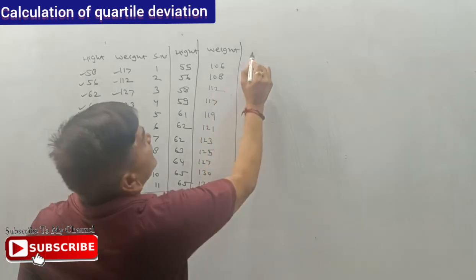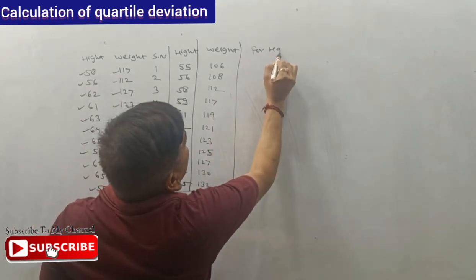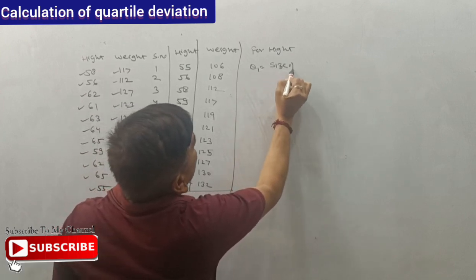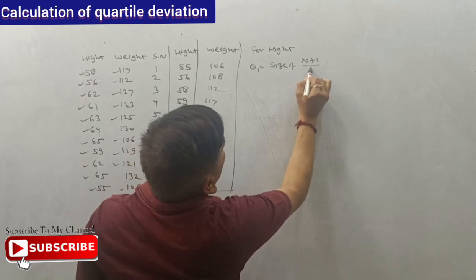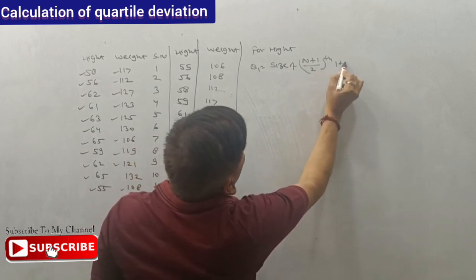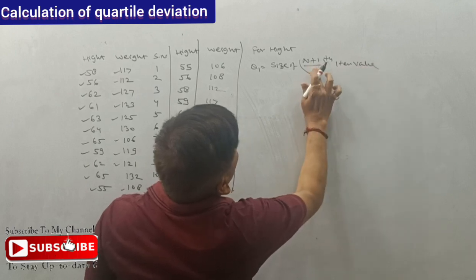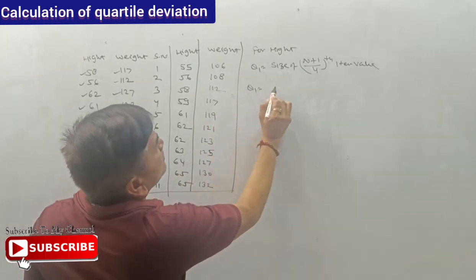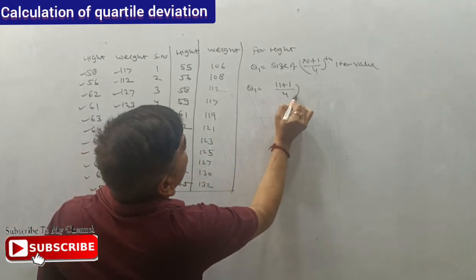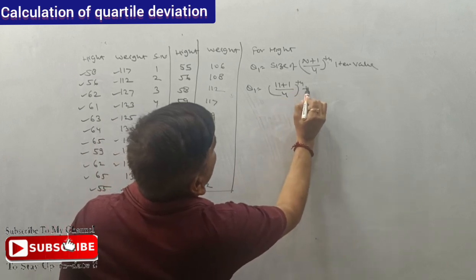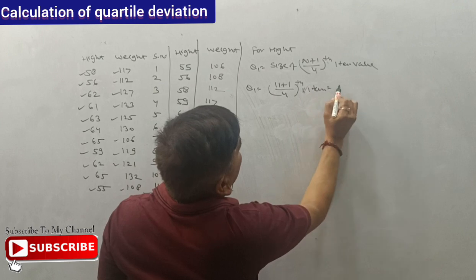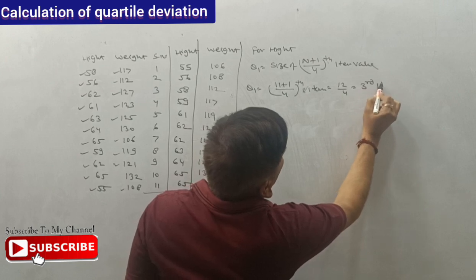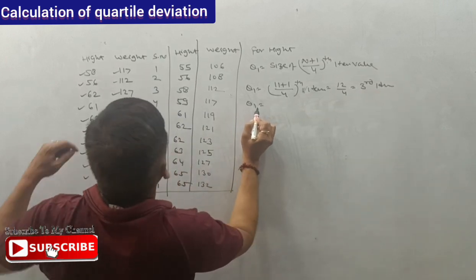First, for height, Q1 is equal to the size of the n plus 1 upon 4th item value. So Q1 is equal to 11 plus 1 upon 4th item, that is 12 upon 4, which is the 3rd item. So the value of Q1 is the 3rd item, that is 58.